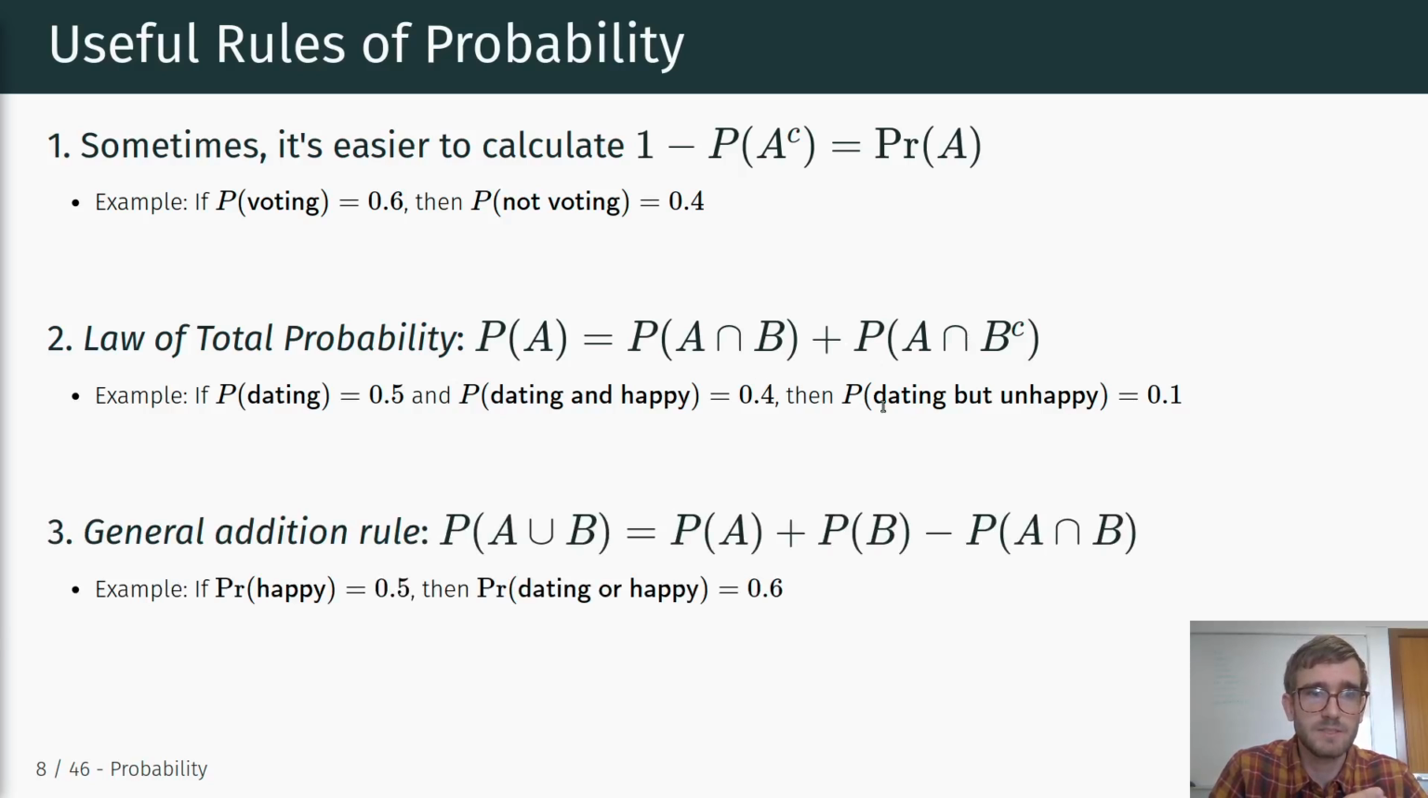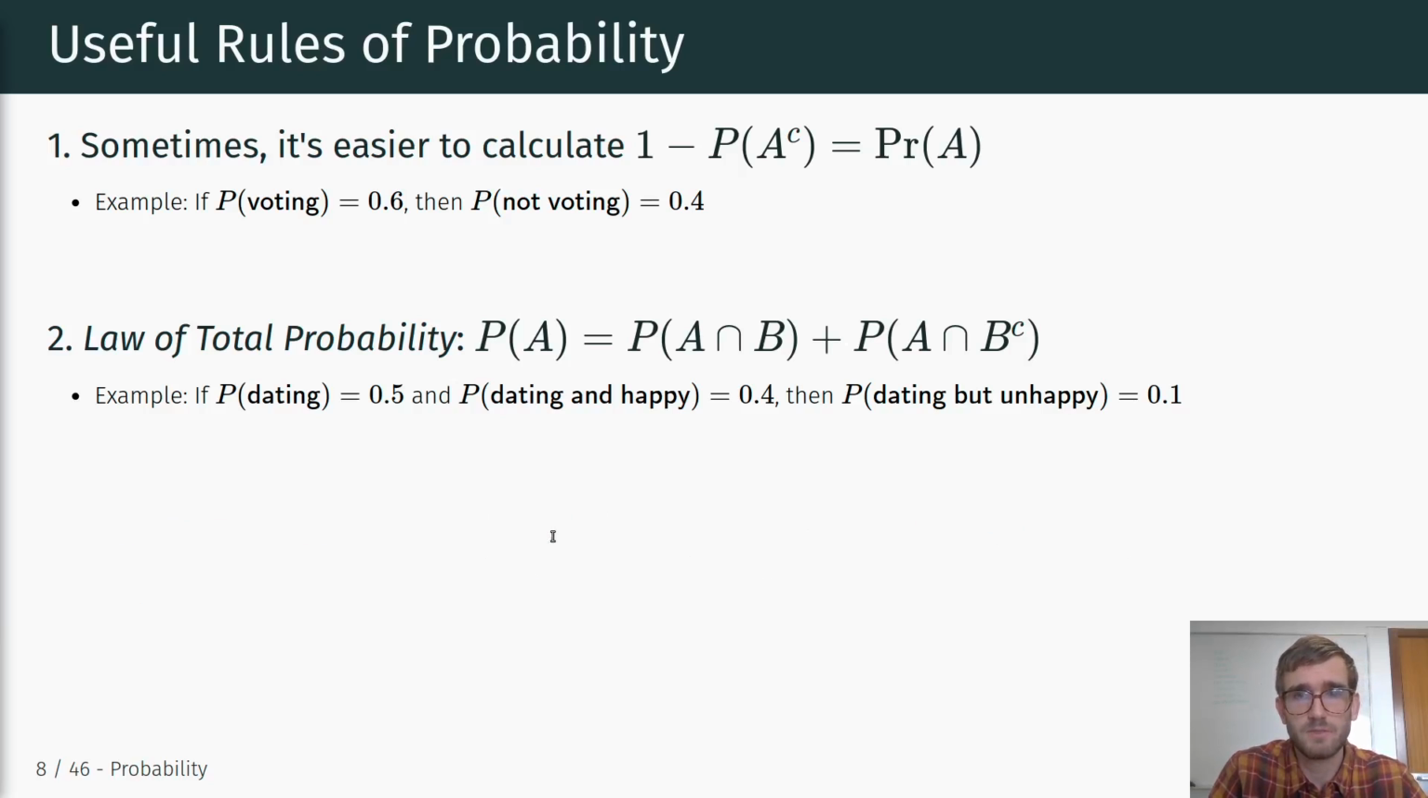The third rule is the general addition rule, which looks at the probability of the union of two events. So that means the probability of A or B happening, and that's equal to the probability of A plus the probability of B minus the probability of A intersect B, right? And we're going to look at this in a visualization that makes this more clear, right?